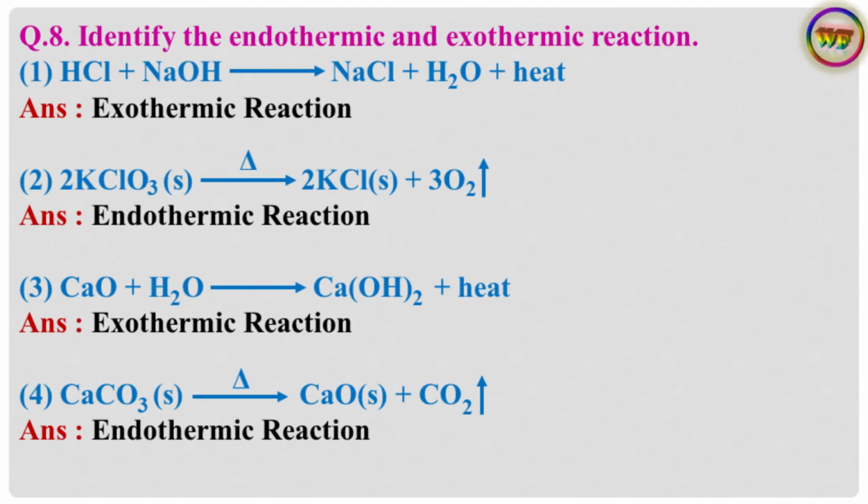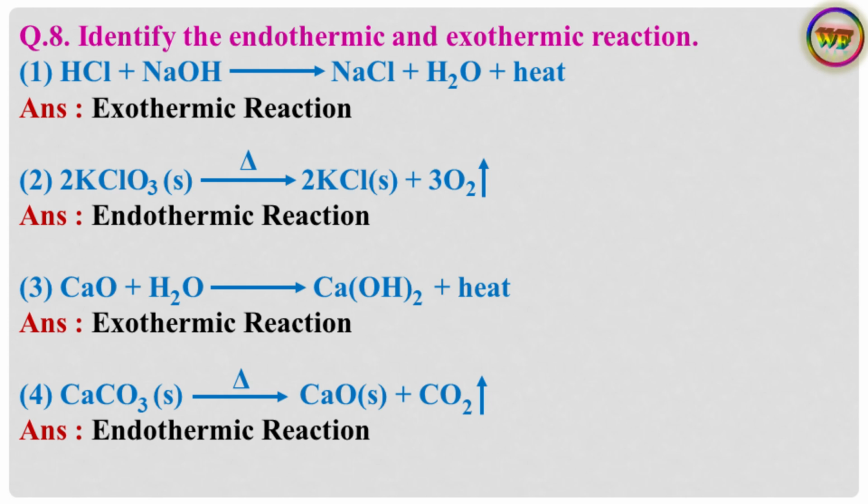Question 8. Identify the endothermic and exothermic reactions. Sub-question 1. Hydrochloric acid plus sodium hydroxide yields sodium chloride plus water plus heat. Answer. Exothermic reaction. Sub-question 2. 2 potassium chlorate solid yields potassium chloride solid plus 3 oxygen gas. Answer. Endothermic reaction.